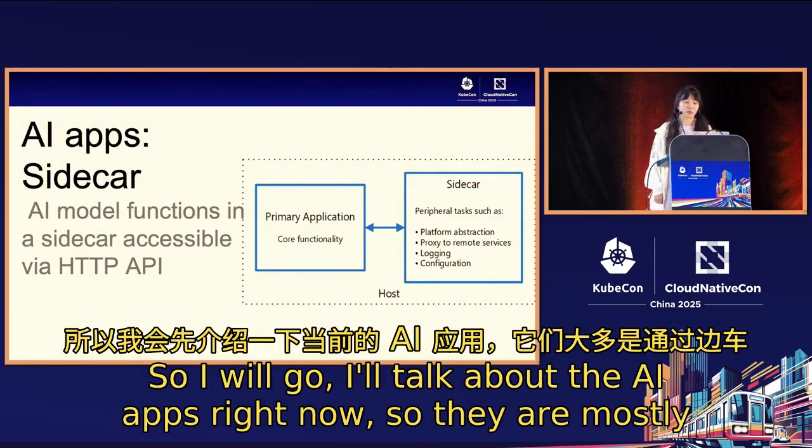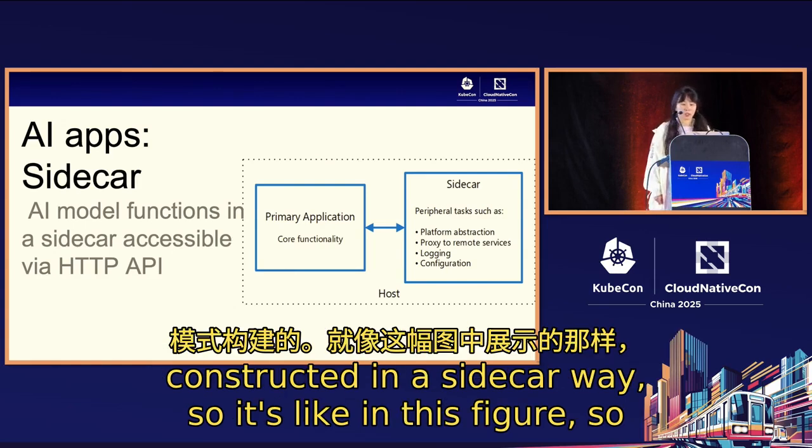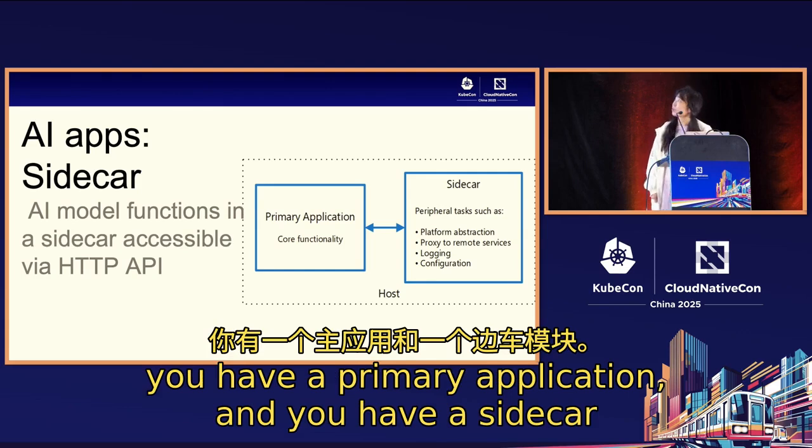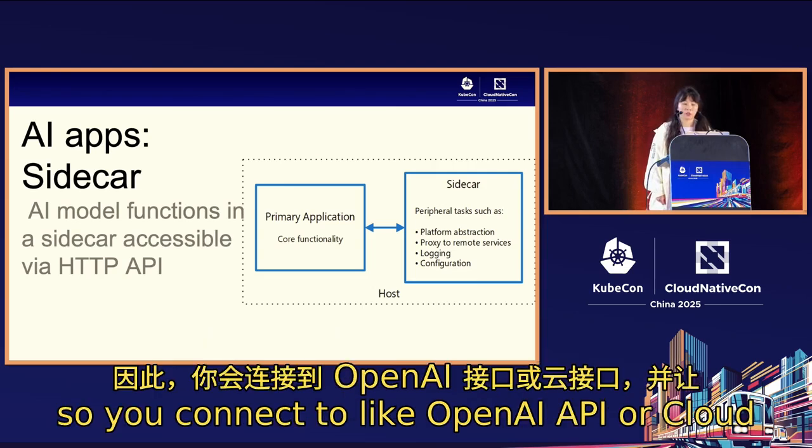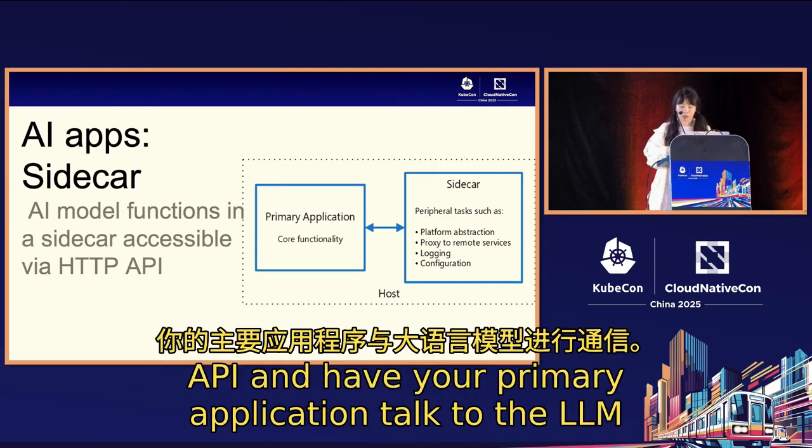So I will talk about the AI apps right now. They are mostly constructed in a sidecar way, like in this figure. You have a primary application and you have a sidecar. You connect to the OpenAI API or Claude API and have your primary application talk to the LLM.